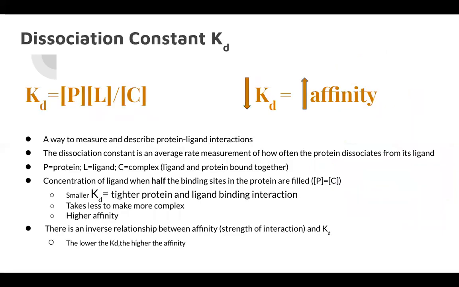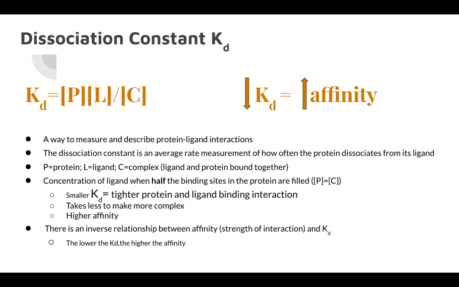That was perfect. All right, and then relating to the affinity, we have the way that we measure the protein ligand interactions and their affinity, which is by the dissociation constant, labeled as KD. The dissociation constant is an average rate measurement of how often the protein dissociates from its ligand. So how often the protein and the ligand are not bonded to each other.